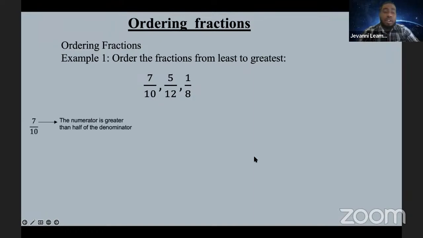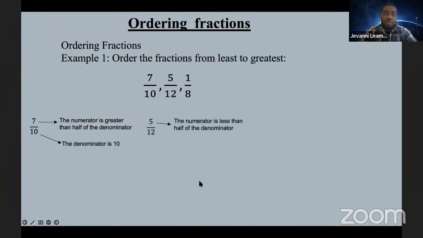Now the 7/10, the denominator is 10, but when we look at the numerator, it is greater than half of the denominator. Half of 10 is 5, right? And once we get that 5, we look at the numerator. So the numerator is greater than half of the denominator. 7 is greater than 5, right? So we have that fraction done already. Let's see what the other fractions are like.